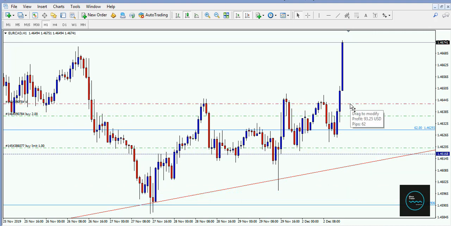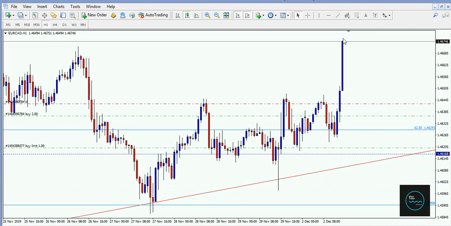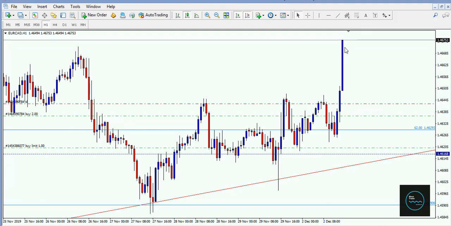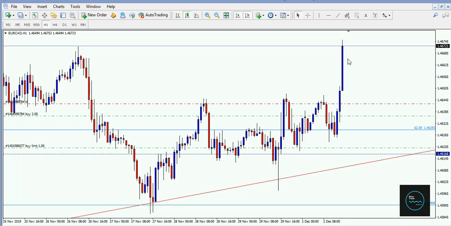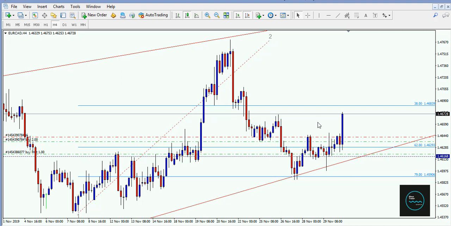The reason I'm moving it to this region is that when the market begins to move so steeply like this, if this is being caused by news right now, there's a possibility that it can sharply come down. So I don't want to move my stop too close and get taken out so quickly. Right now I'm in profit, and that's what matters.